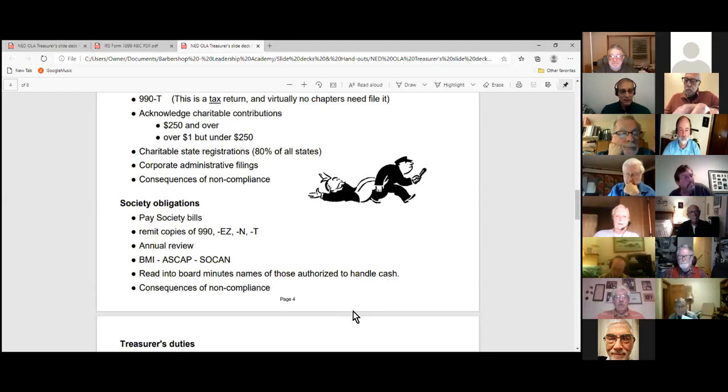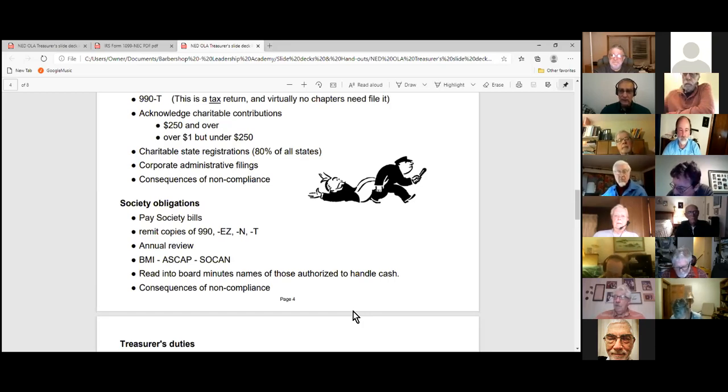Other society obligations: BMI, ASCAP, and SOCAN. This is your right to perform music in exchange for charging admission. If you sing, maybe at an over 55 community, at a nursing home, here or there, and the organization hires the chapter, that's not something that requires BMI and ASCAP clearance. If you put on a show yourselves and you take care of charging money for it, you have the requirement to file the BMI application in advance and the ASCAP summary at the end of the year.